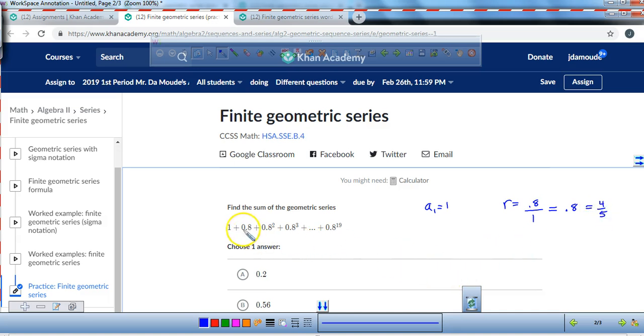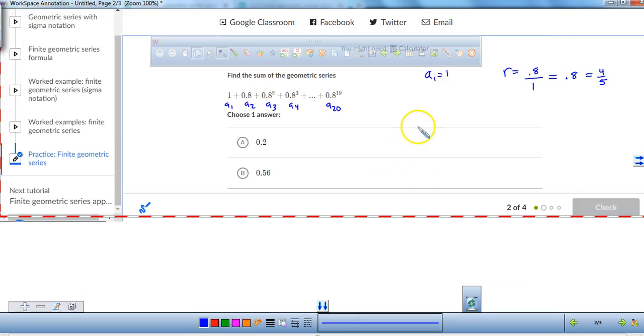Alright, so if this is your first term, and this is your second, and this is your third, and this is your fourth, all the way, this will actually be your 20th term. Okay, so we're going to write a sigma notation. I'm going to put x equals 1. We're going to start out with the number 1. We're going to multiply it by our rate, which is 4/5. And we're going to raise it to the power of x minus 1, and we're going to put the number 20.